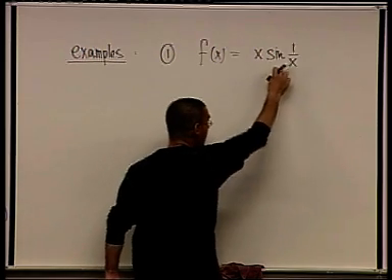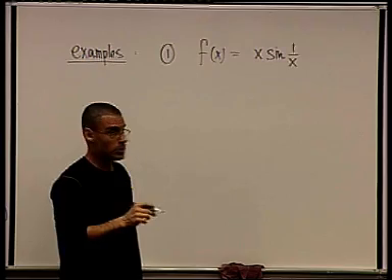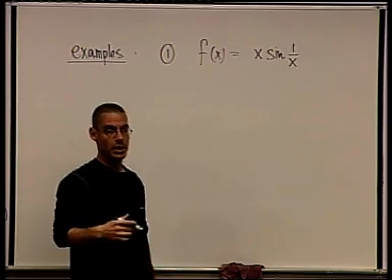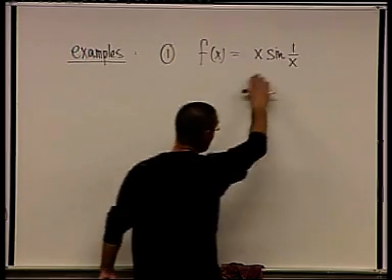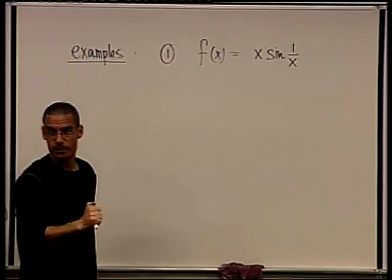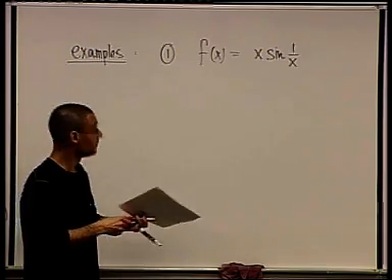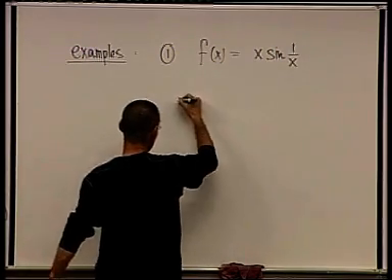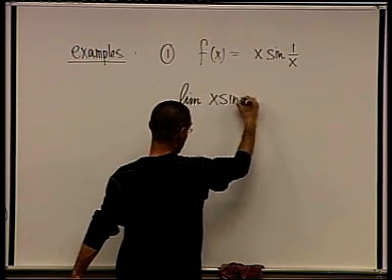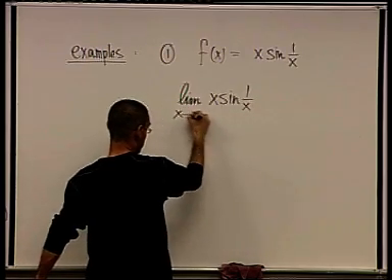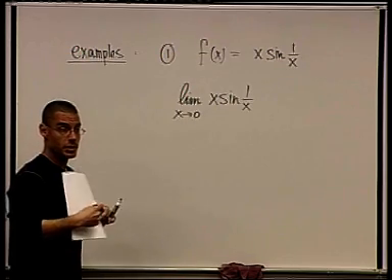It doesn't have a limit at 0. Remember that? That was example number 5 of not having a limit. Everybody remember? So I cannot do arithmetics here. What can I do? What can I say? So what's the limit of x sine of 1 over x as x approaches 0? I can use the previous theorem.